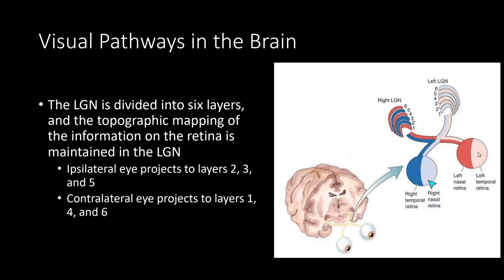Then we've got our right nasal retina, and it's doing something a little bit different. It is projecting onto layers 1, 4, and 6 of the other lateral geniculate nucleus, so the left lateral geniculate nucleus. And then the same thing happens for the left eye. So we've got the nasal retina of the left eye, the one closest to the nose. It's projecting onto the contralateral side, meaning that it's going to be hitting layers 1, 5, and 6 of the lateral geniculate nucleus on the opposite side. And then the remaining left temporal retina is going to be projecting to the same side, the left lateral geniculate nucleus.